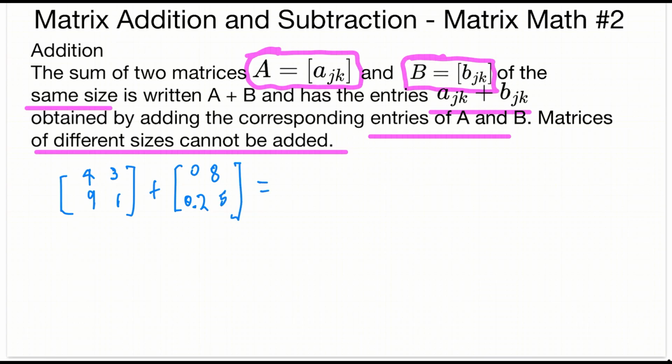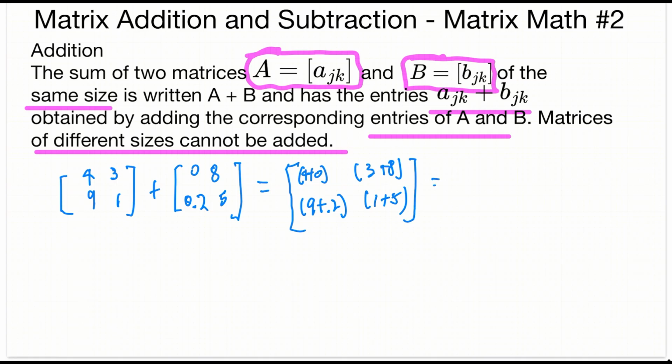Now, as the rule tells us, we just have to add each of the individual entries together. So that's 4 plus 0 is the first element. Then we have 9 plus 0.2. Then we have 3 plus 8. And then 1 plus 5.